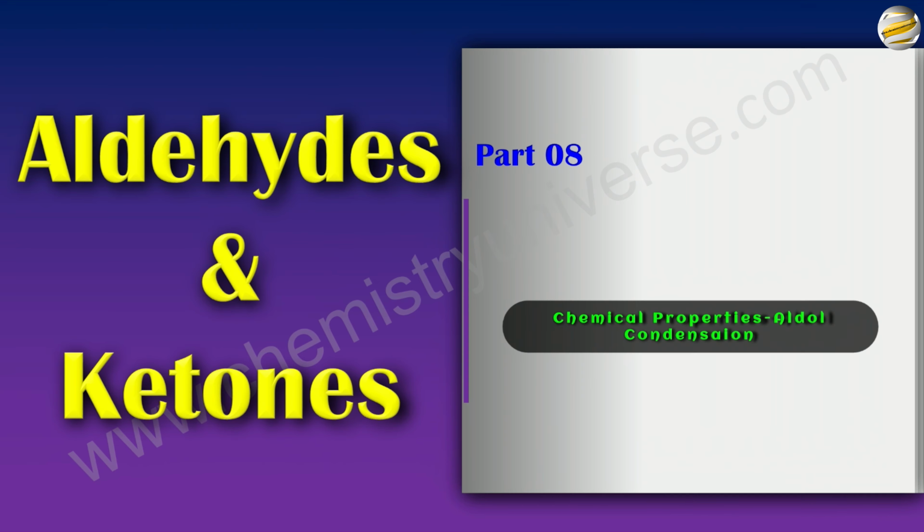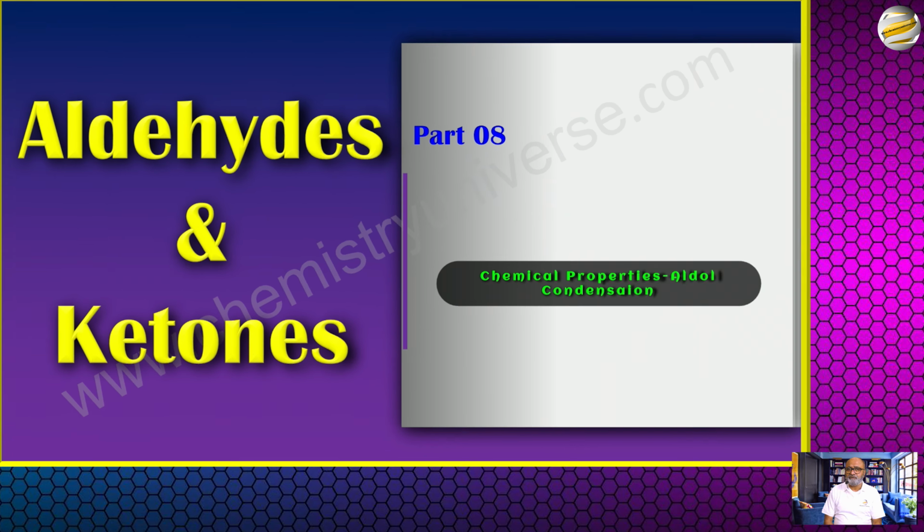This is video number part 8, and we are still doing the chemical properties of aldehydes and ketones. We've done a lot of them before. We've done nucleophilic addition, oxidation, and reduction. Now it's the turn of very important reactions called name reactions. I'm going to take one reaction at a time and explain in detail and give some examples as to how these reactions happen.